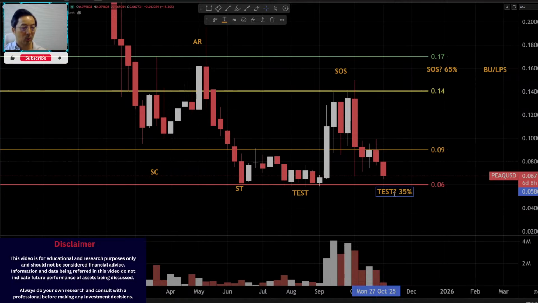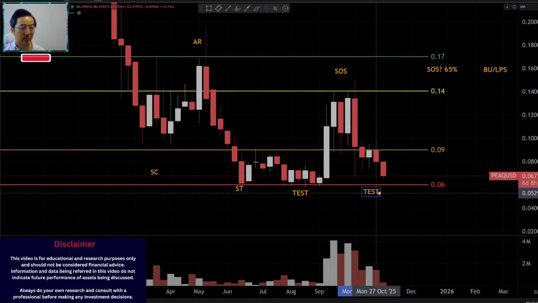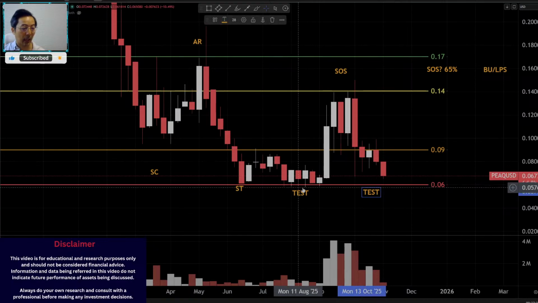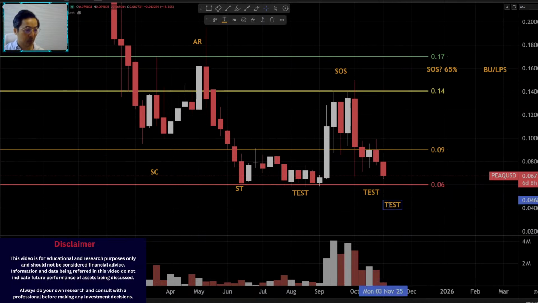Okay, so we are already at the test stage of the Wyckoff accumulation cycle. It's another test after the one we had back in the entire August period. The question here is, would that turn into a spring, meaning a much lower point than what we have seen?